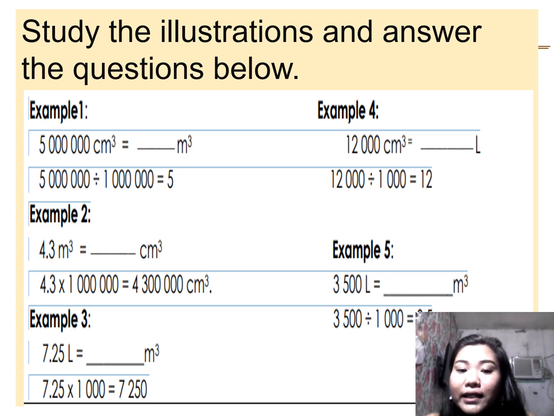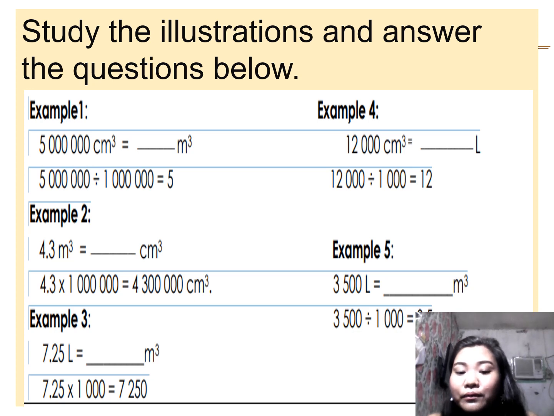Earlier we divided, going from a smaller unit to a larger one. Larger unit to smaller unit, we multiply. So, 4.3 times 1 million is equal to 4,300,000 centimeter cube. Then, copy the units.